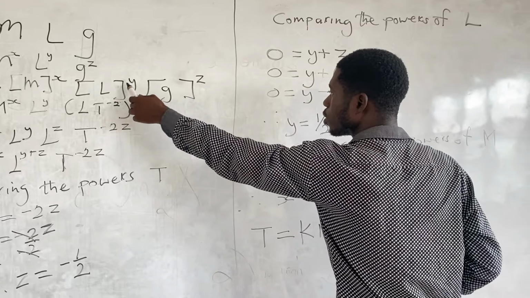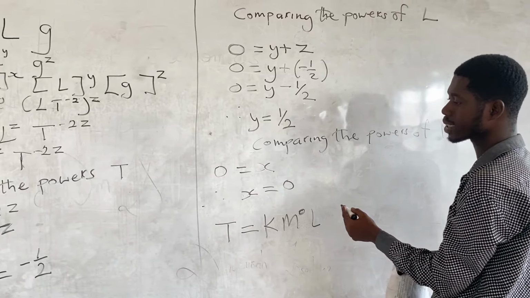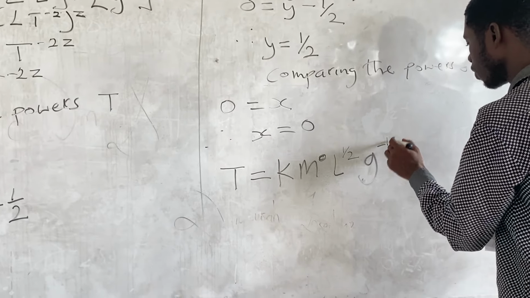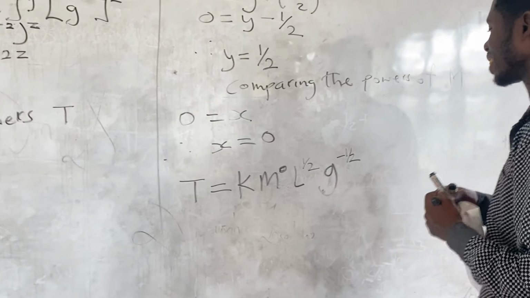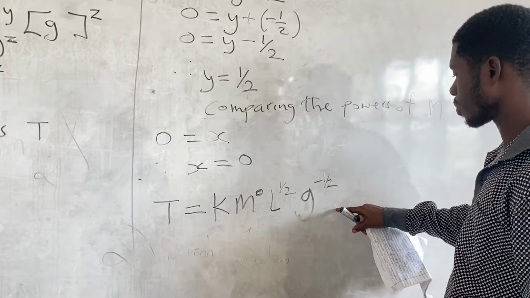When we come to the L, L is to the power Y, right? For the Y, we got positive half. Y is equal to positive half. You write it. And we go to G. For the G, to the power Z, you got negative half. So this is the equation that we have gotten.